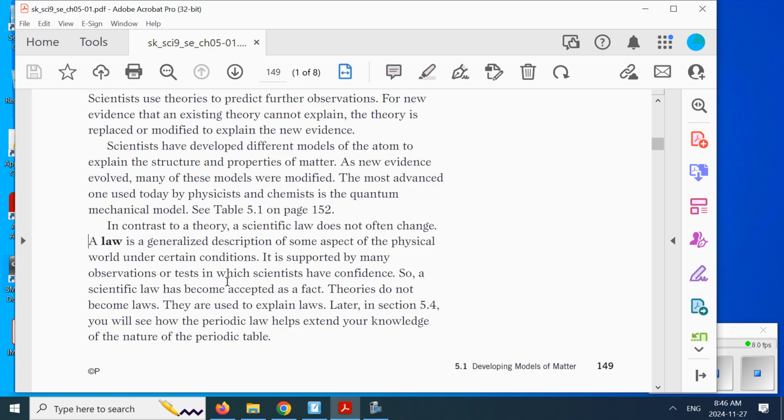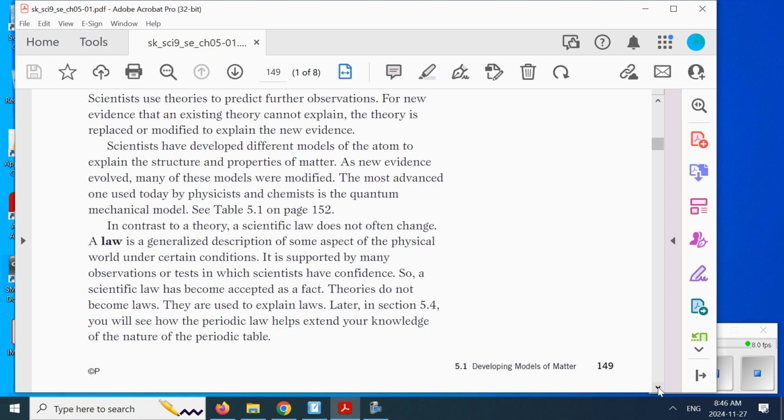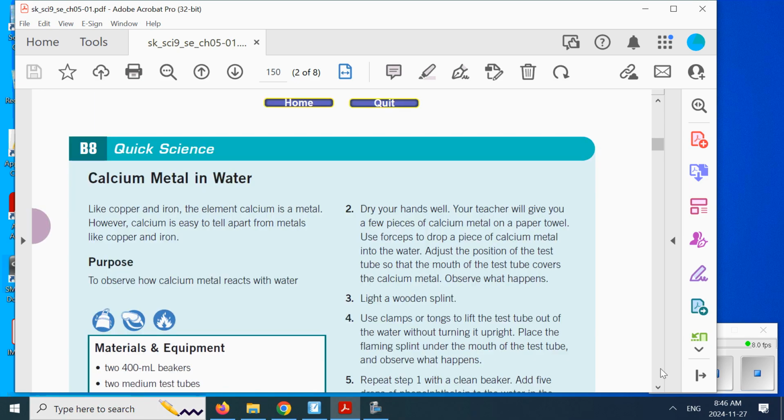A law is a generalized description of something from the physical world under certain conditions. The law of gravity is a good example that people have brought up. It's a mathematical description and tells you exactly how long it'll take for something to fall. Quite good precision. But it doesn't explain how gravity works, or why gravity works. That would be a theory. The law is just what happens.